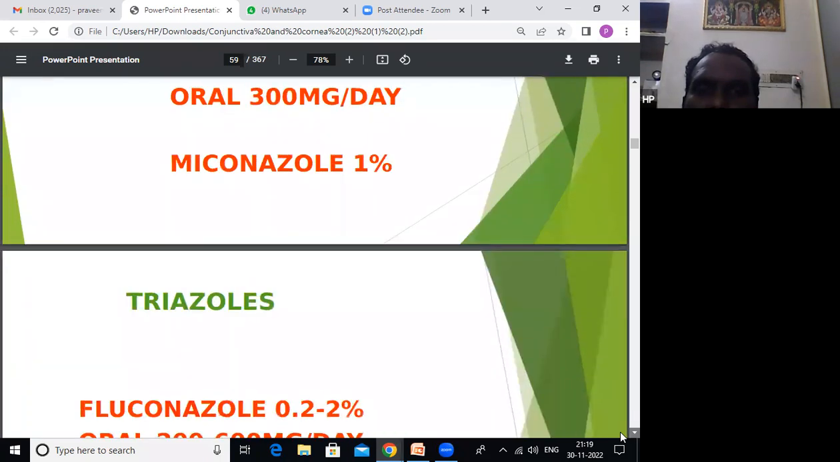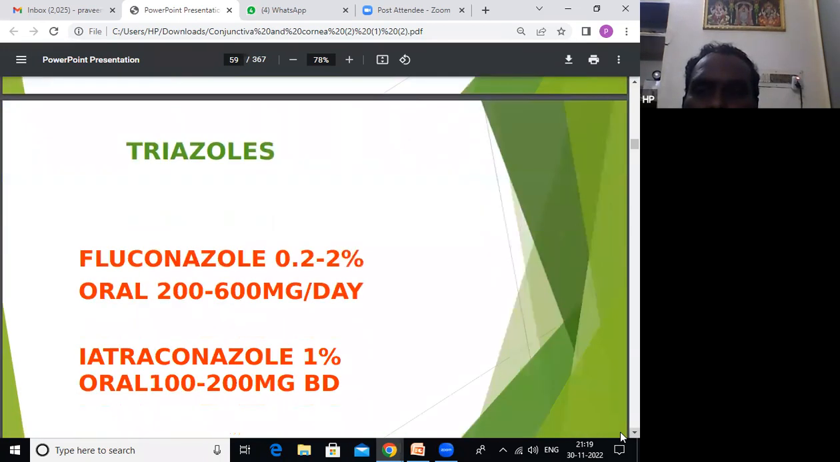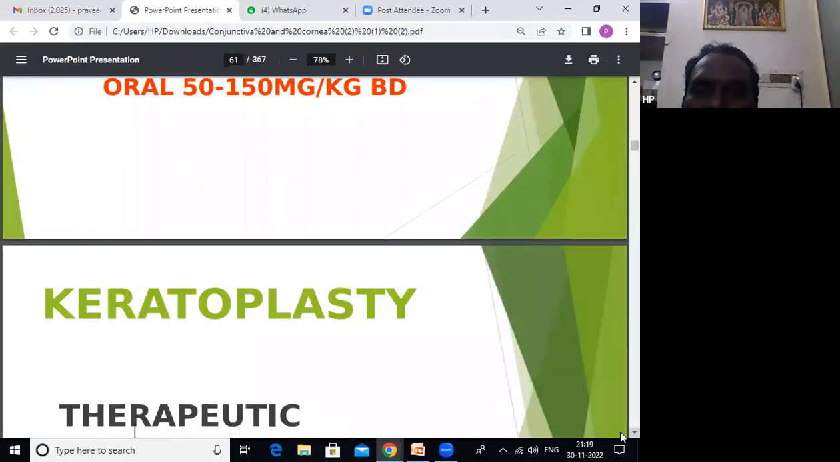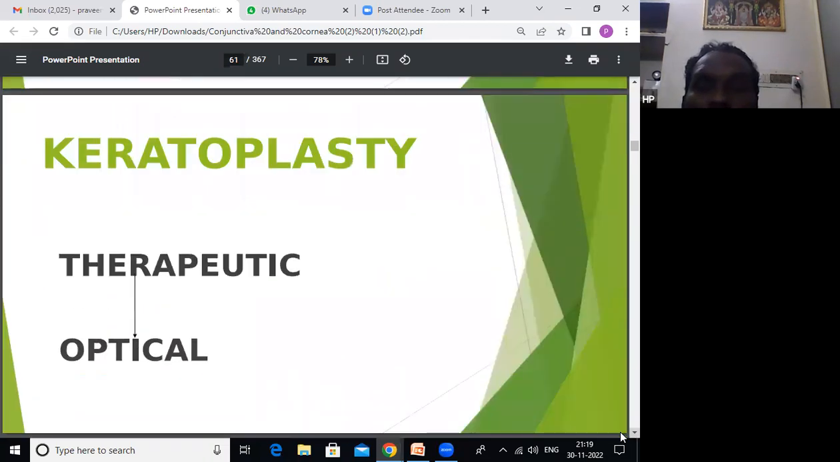Then there's all the classification which you have to go through. These are the classification of antifungals. Then I want to tell you about keratoplasty, where you have a few questions on types of keratoplasty.